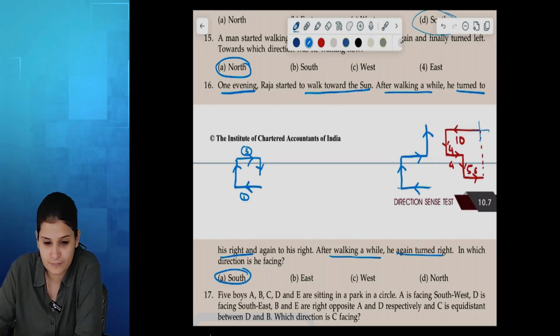South, but in the answer, north is given. Doesn't matter. If it would have been morning, then it would have been north. Okay.